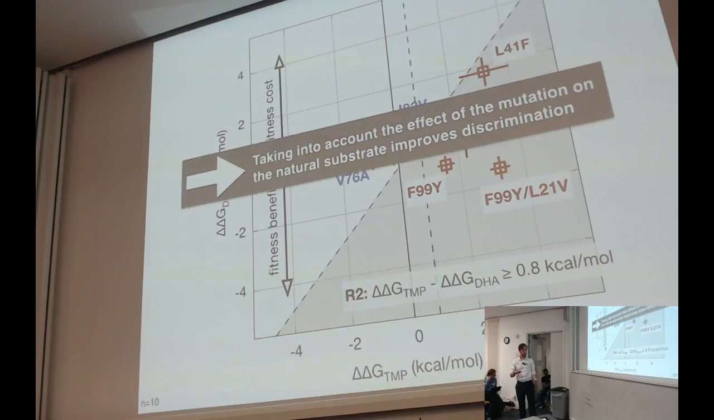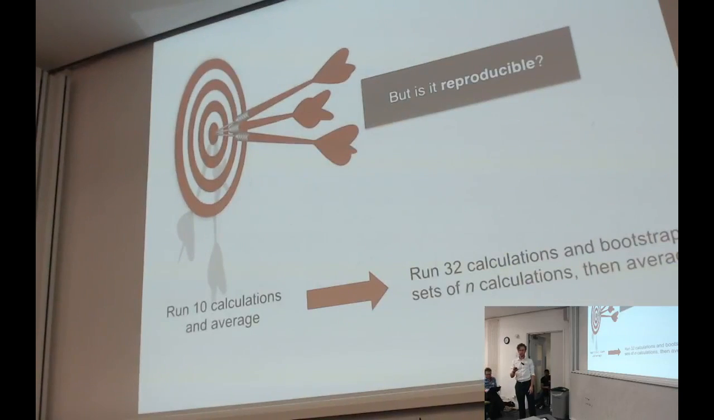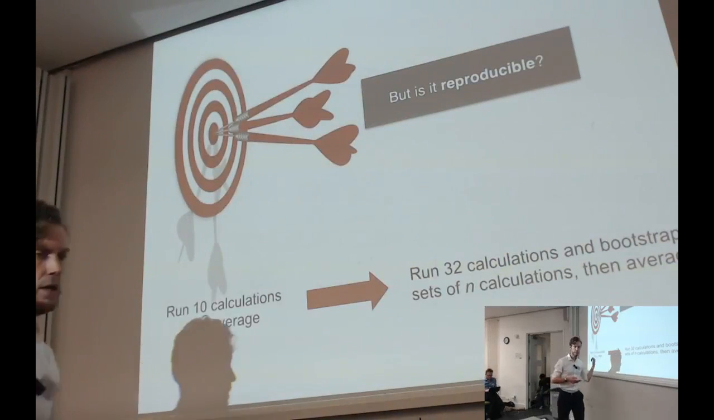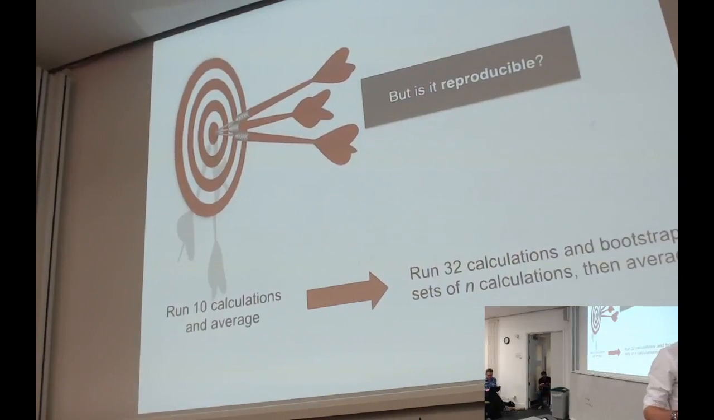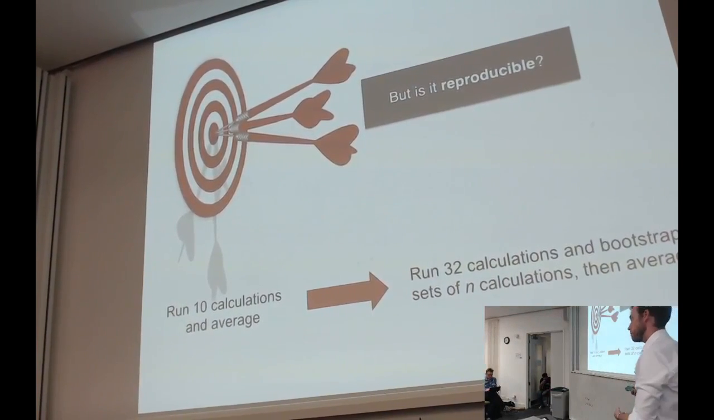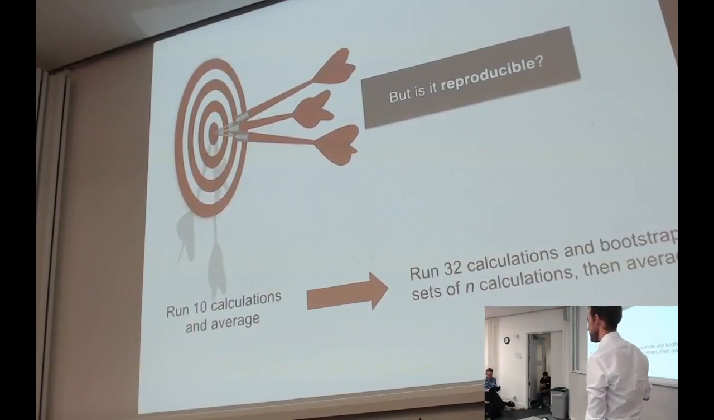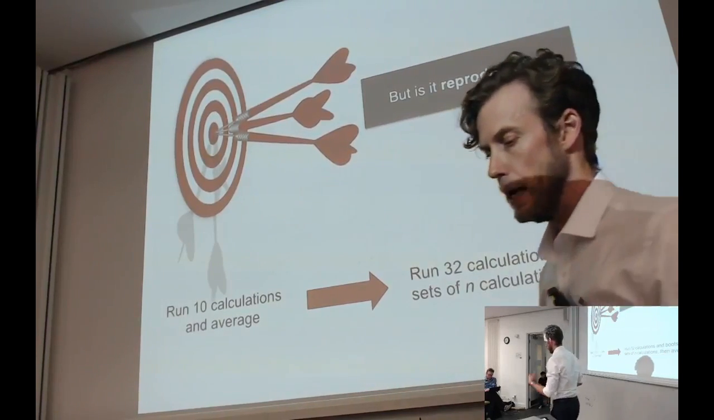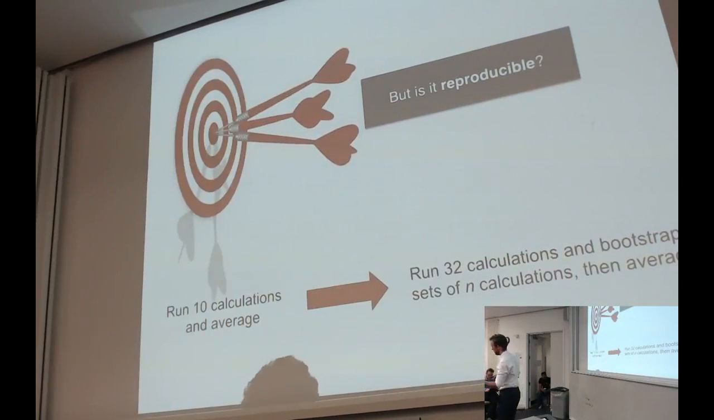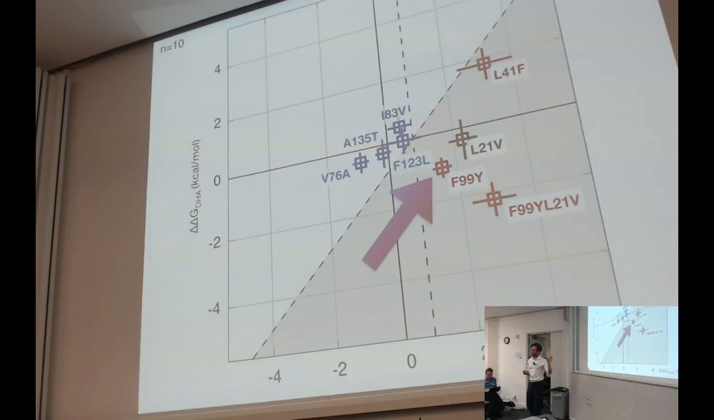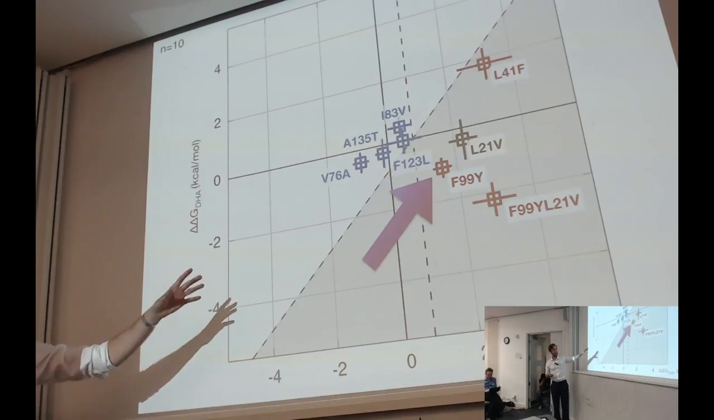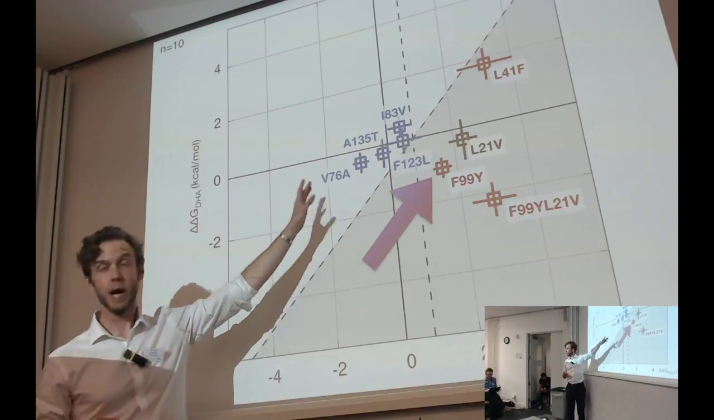Okay, so in theory, this should give us better discrimination. But is it reproducible? All of this is n equals 10. So what I did was I just ran a whole load more free energy calculations. So we got 32 of each, that's 32 of both with the drug and the natural substrate for all the mutations. And I'm not going to go through all of them because there's a lot here; really it depends where you fall on the grid.